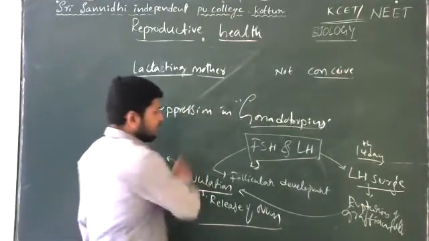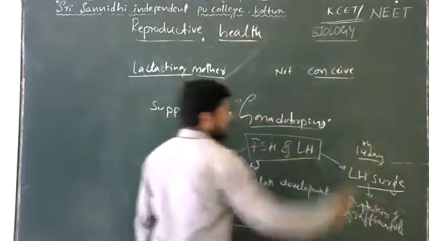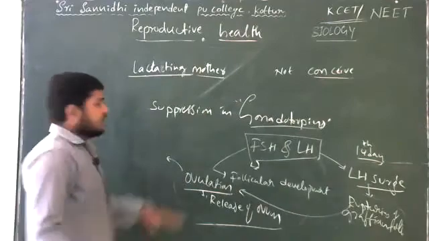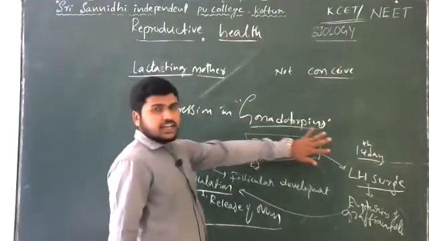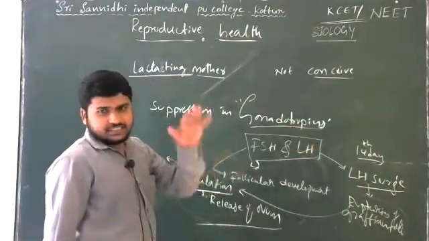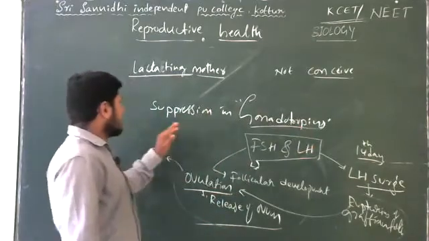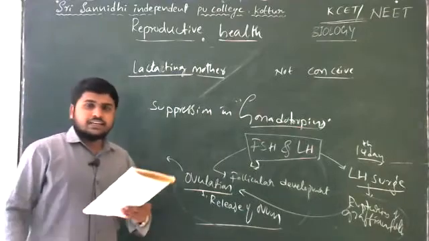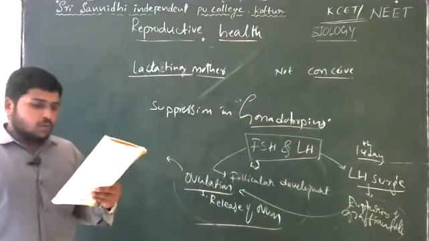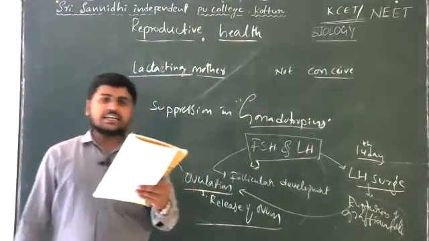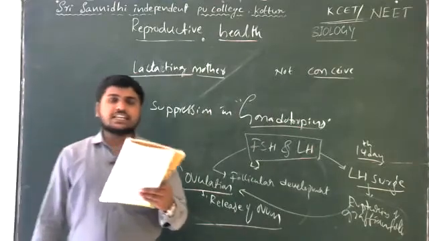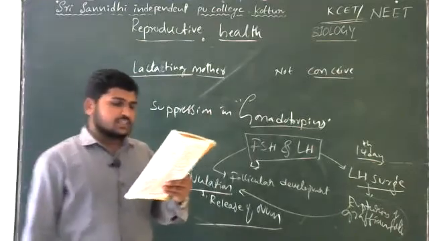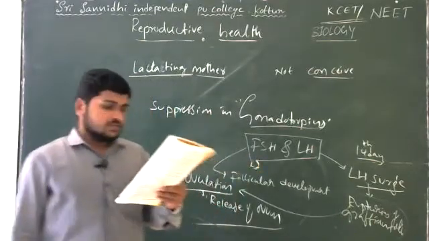That's why this process will not occur. Why? Because the proper secretion of FSH and LH will be suppressed, right? So due to suppression of gonadotropins during intense lactation, lactating mothers do not generally conceive, right? The second option, hypersecretion of gonadotropin, is wrong.